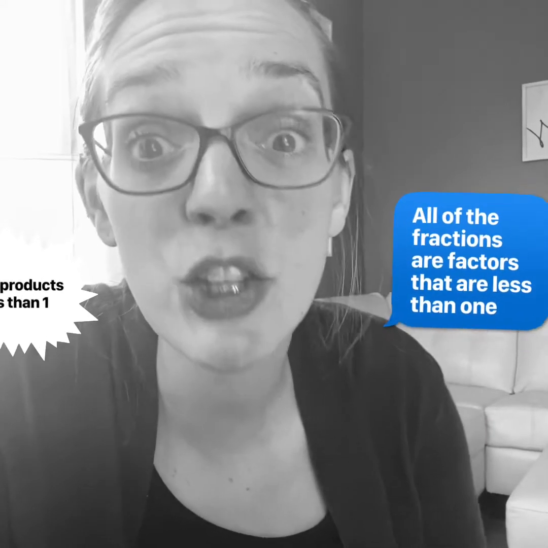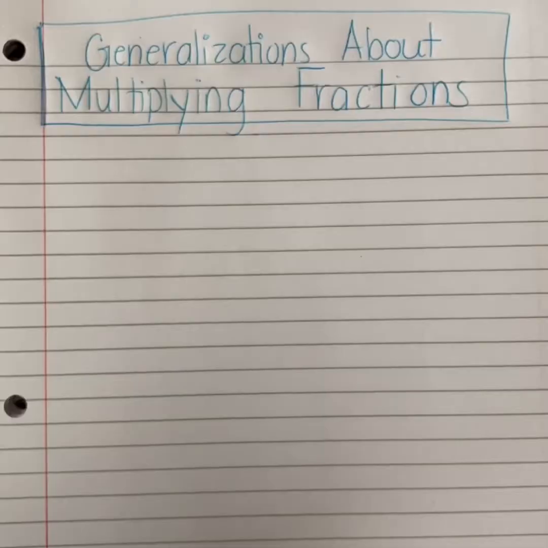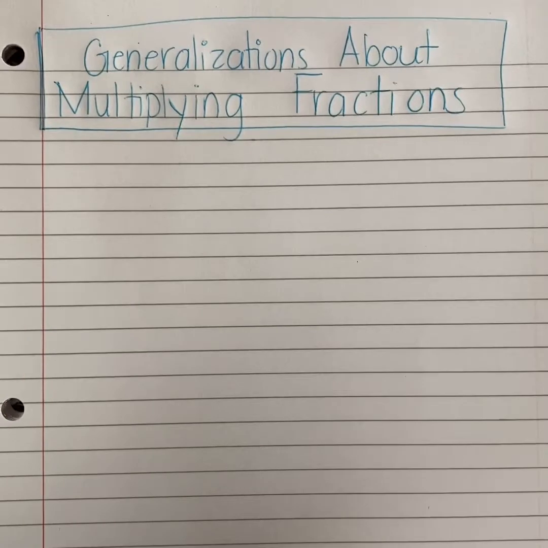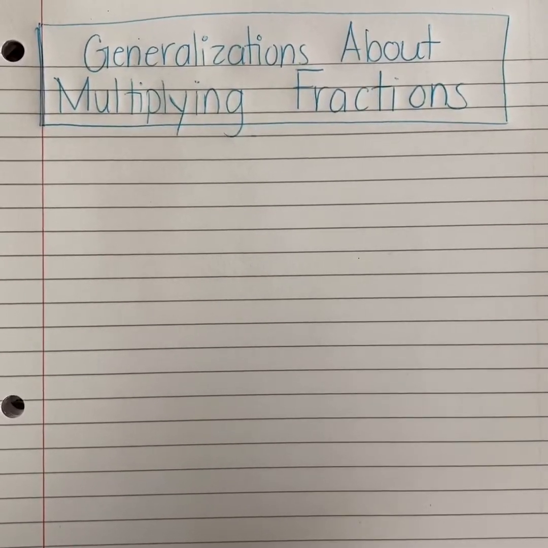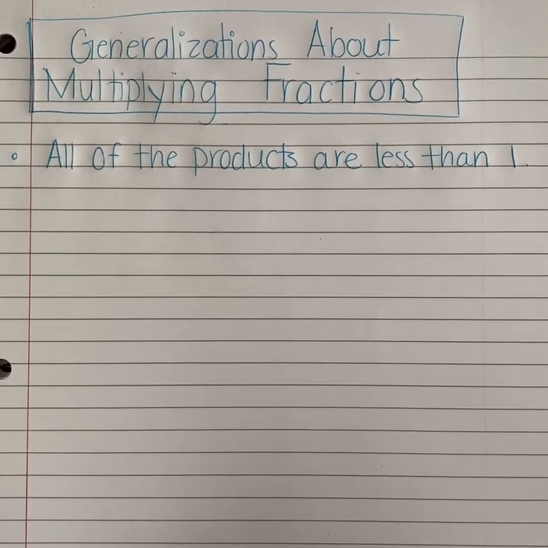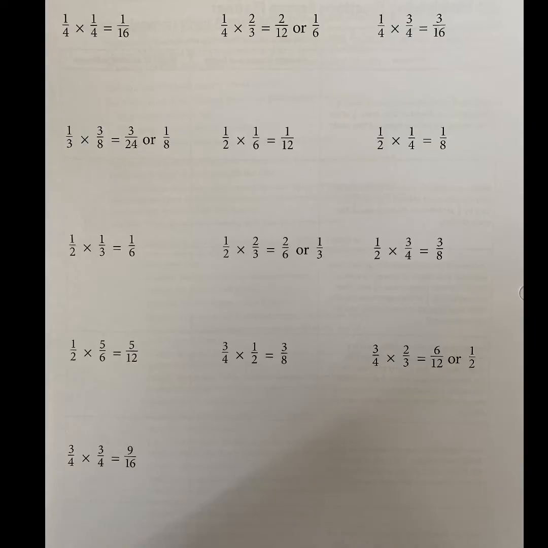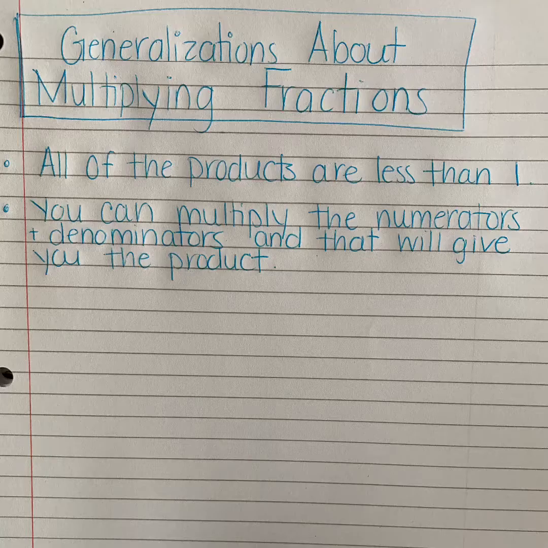I think we should make a chart. What do you think? Put this heading on your paper, Generalizations about multiplying fractions. Okay, let's also write down that all of the products are less than 1. When looking back at these, you notice that every single one of these products or answers is less than 1.